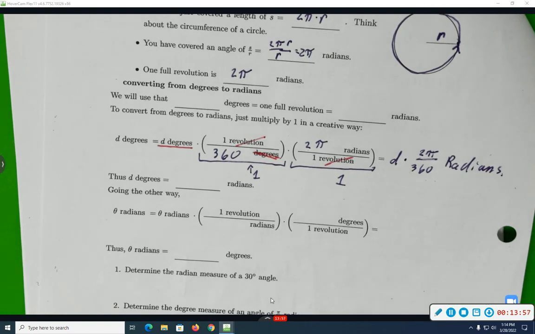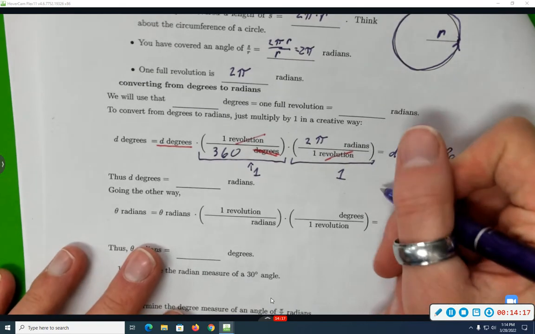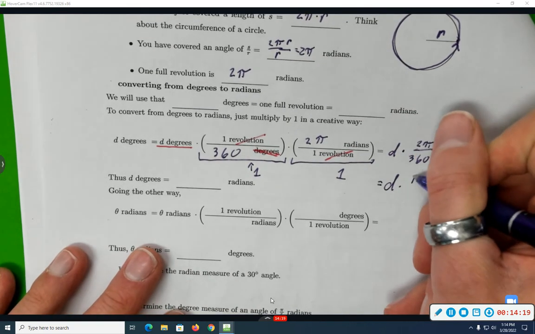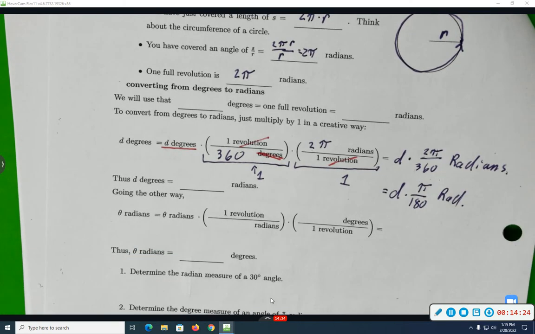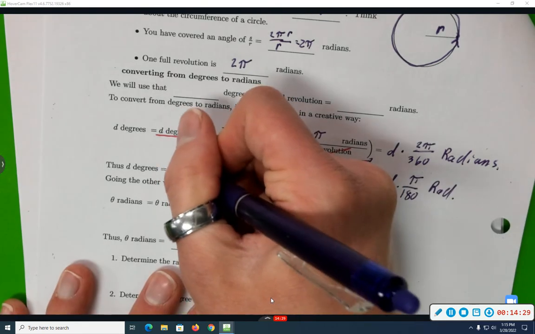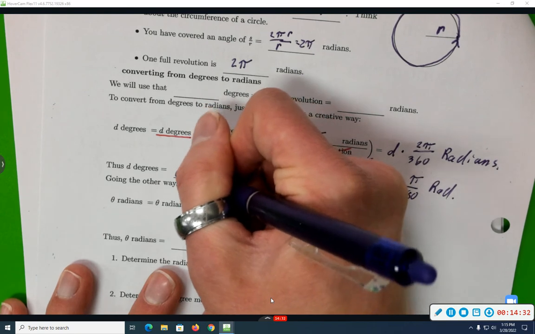How did that feel? That feel pretty okay? Nice. Should that be simplified? Do the numerator and denominator in that fraction have any common factors? 2? Right, 360 is even, and I see a 2 on top. So I would want to rewrite that as d times pi over 180 radians. So that means that d degrees is the same thing as d times pi over 180 in radians.